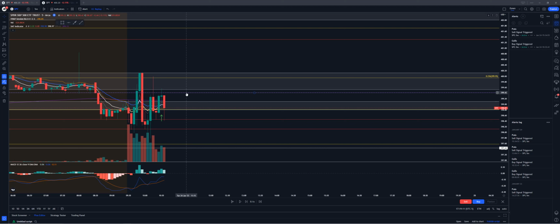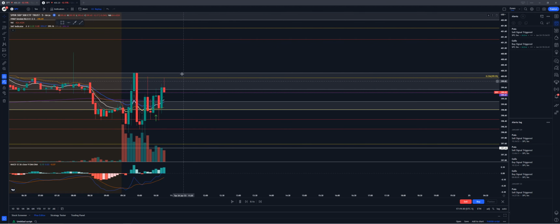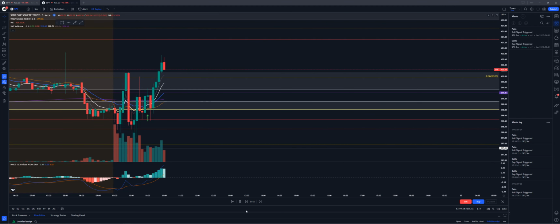I did enter just because I want to test it, and because the 21 EMA and VWAP were so close together, my stop was a close below VWAP, which I really almost got stopped out, so I'm not too happy with this one. I ended up taking it to, I believe, right here, this fib resistance, and so I took my profits there. And so that one ended up playing out, and I think here's my second trade.